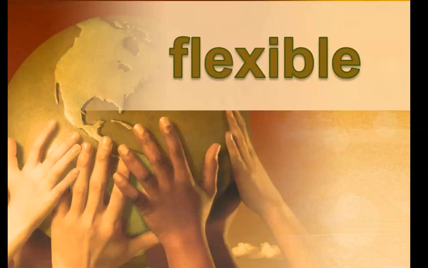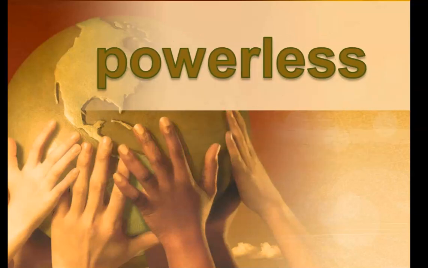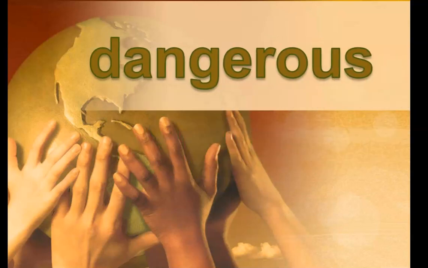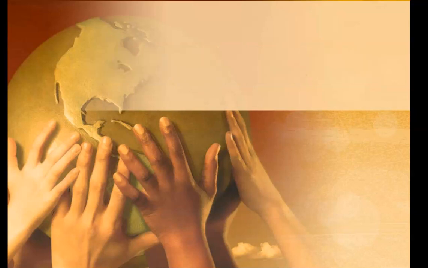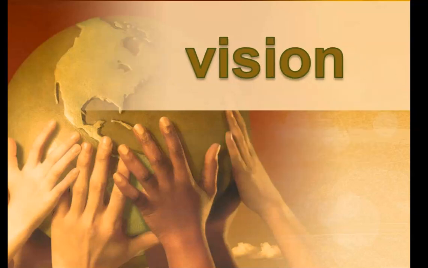So our first word is flexible, and flexible ends with the suffix -ible. Our next is powerless, and powerless has the root word power and the suffix less, which means without. Danger, the root word is danger and ends with OUS, which is the suffix.